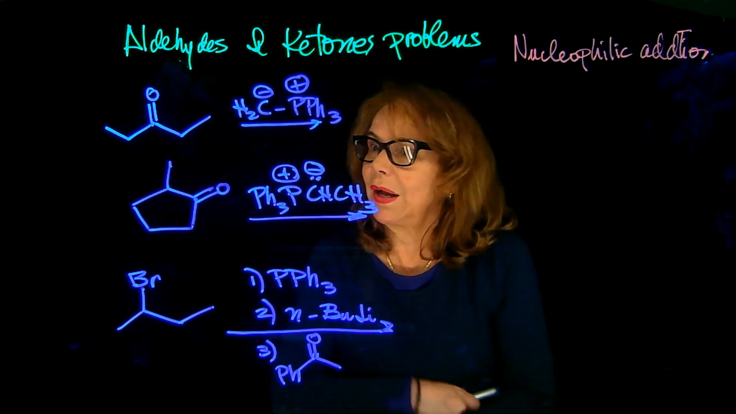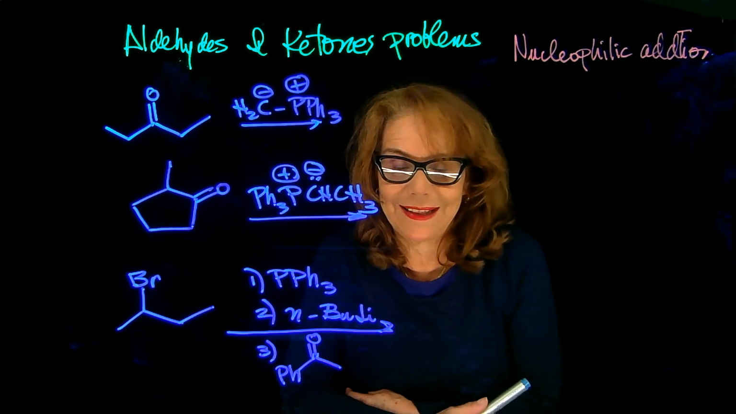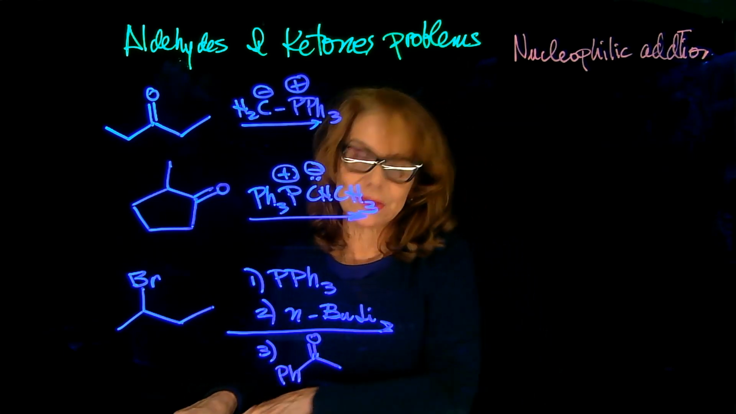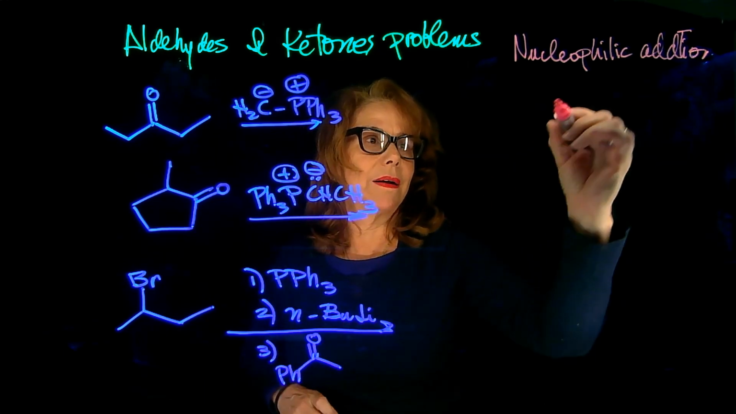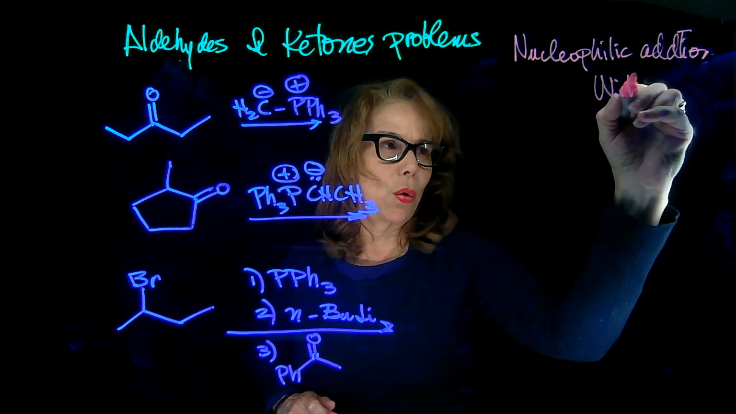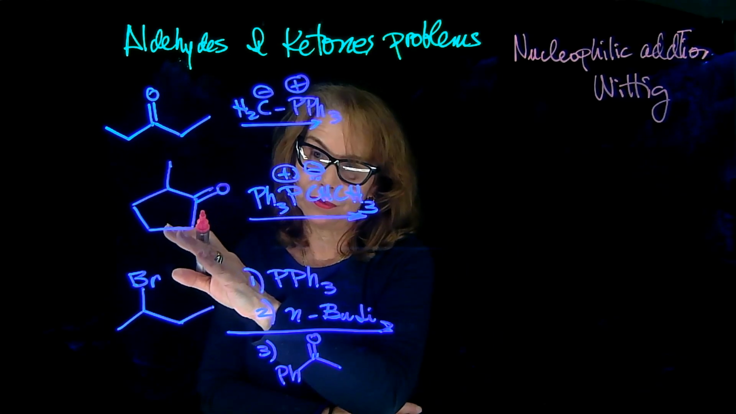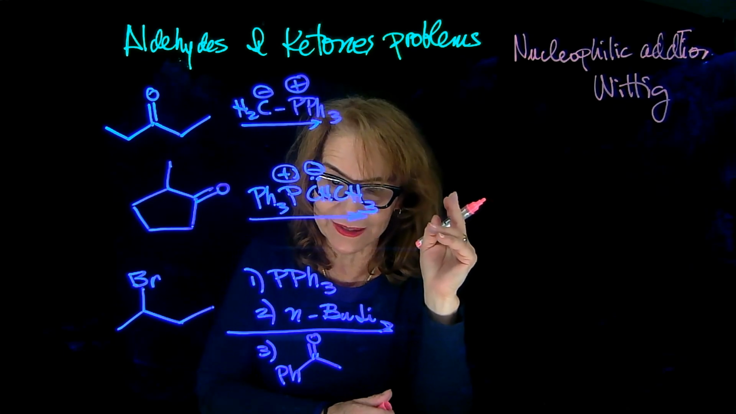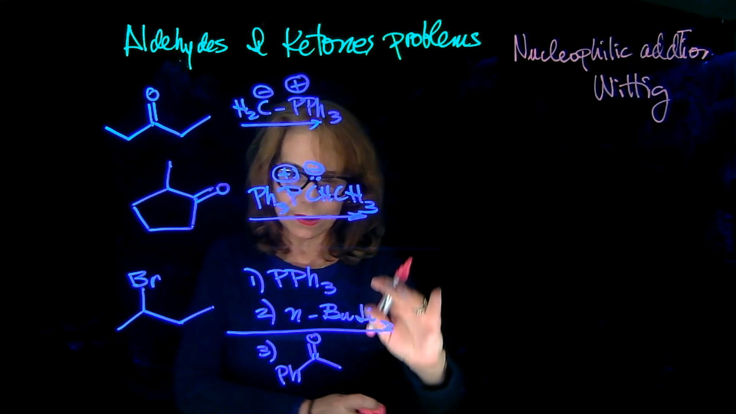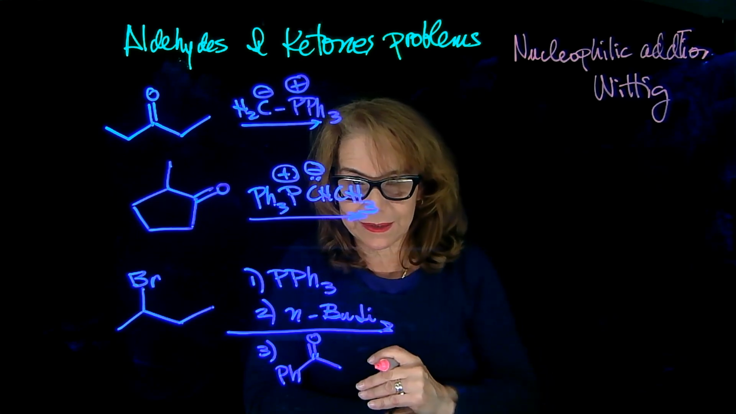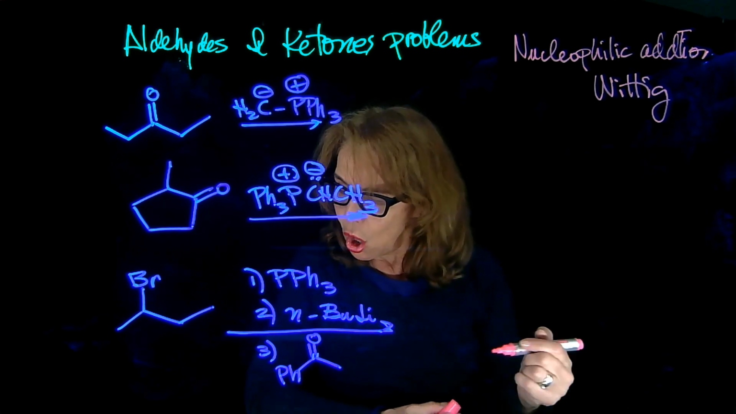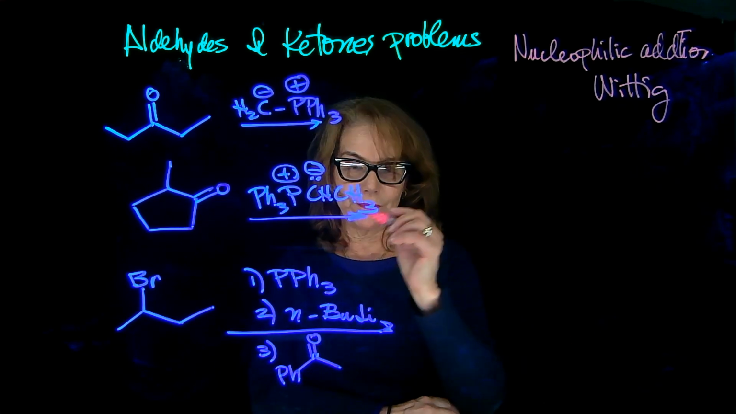Here we have three problems that are actually Wittig reactions. They are examples of the Wittig reaction, which allows us to convert a carbonyl compound into an alkene. Let's see that. I'm going to start with this one here because it has explicitly the steps that we need to follow when we're forming the Wittig reagent.